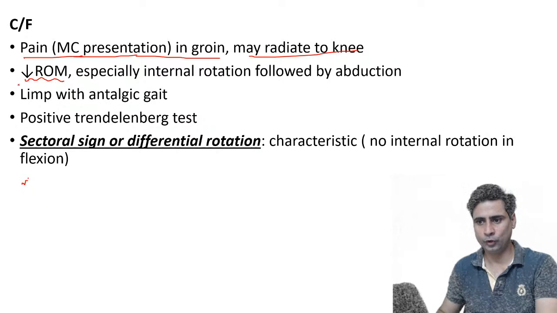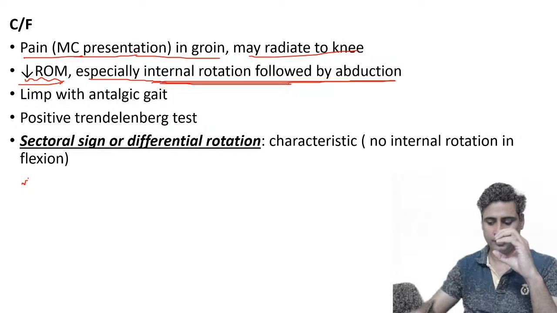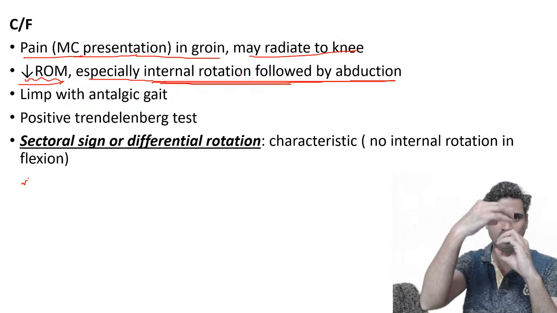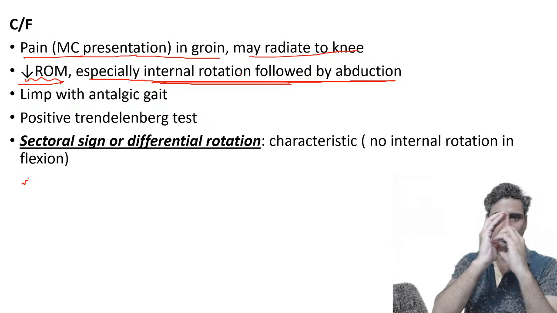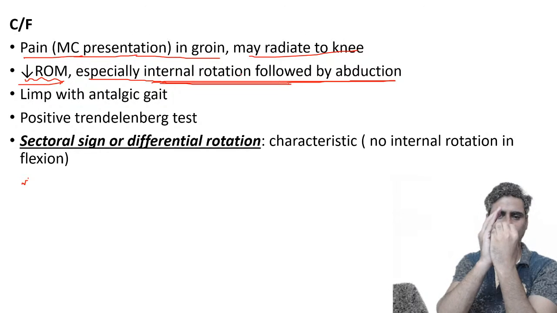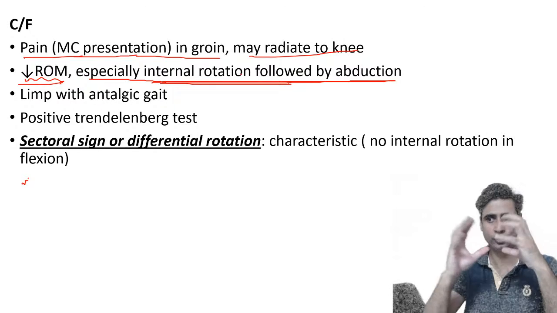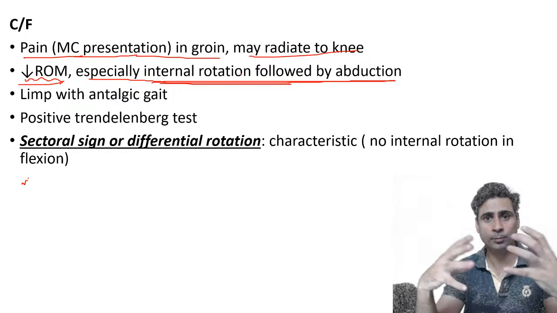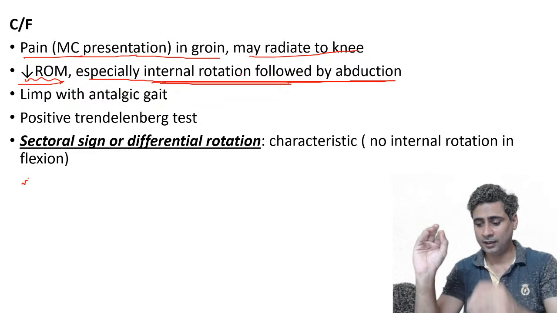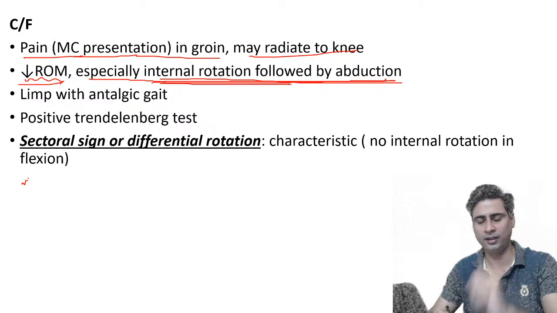There will be decreased range of motion, and in early stages it is especially internal rotation and abduction which are involved. Once again, reminding you which area is involved: superior, lateral, anterior. If you do internal rotation, this area will come into articulation, or if you do abduction, this area will come into articulation. So during abduction and internal rotation, that particular area comes into articulation, which can cause pain. That is why the earliest movements restricted are internal rotation followed by abduction.